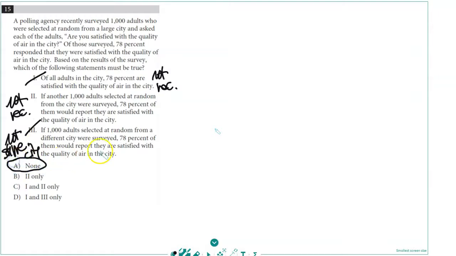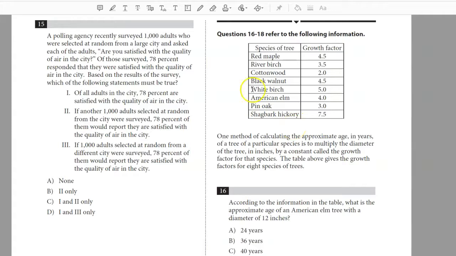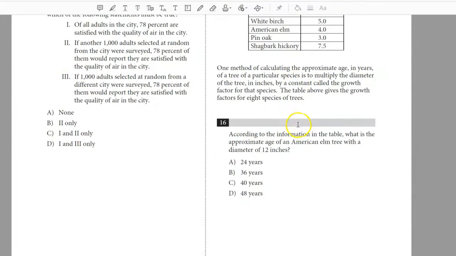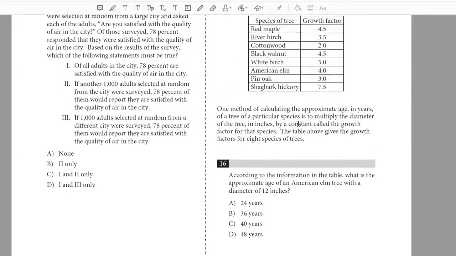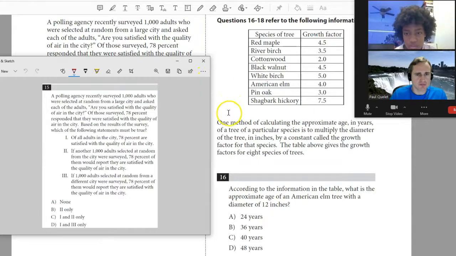None. Okay. So it looks like we have a table with a bunch of trees and growth factors, and we've got 3 questions about that. For this question, I would just take 12 and multiply it. It's asking for the American elm tree, so I just multiply by 4, and that is 48. So it would be D.